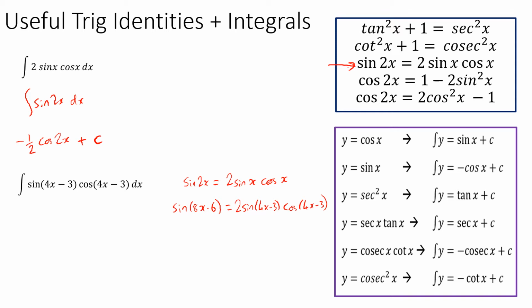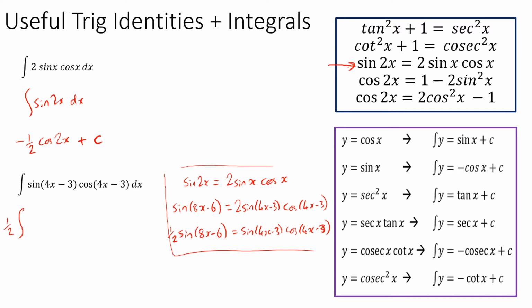Now it still doesn't look quite like what we've got. We need to take out that factor of 2, so divide across, and we can say a half of sine 8x minus 6 is sine of 4x minus 3 times cos of 4x minus 3. Now that is what we can use. So we'll sub that in. We say we're actually wanting to integrate, and let's take the half out straight away, sine of 8x minus 6. And so we know sine goes up to minus cos.